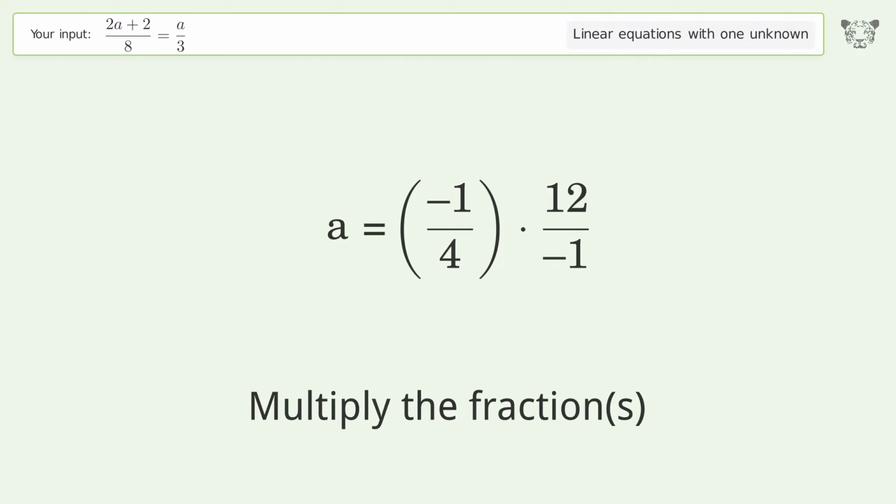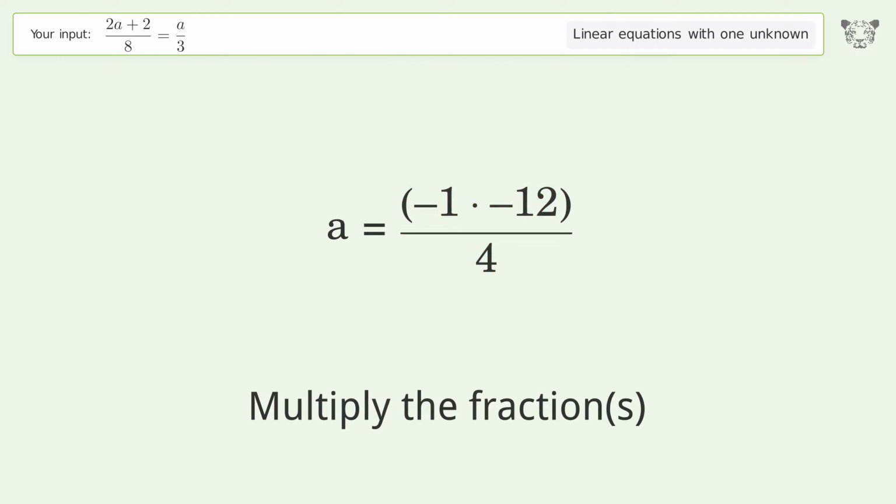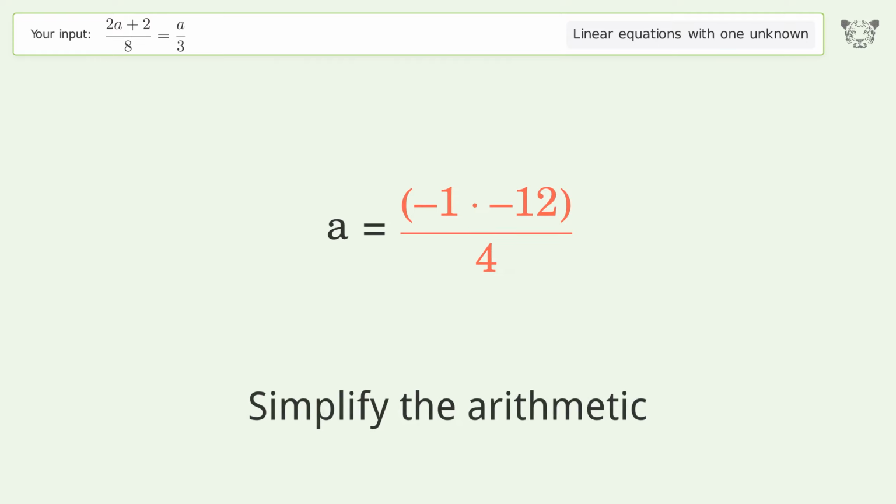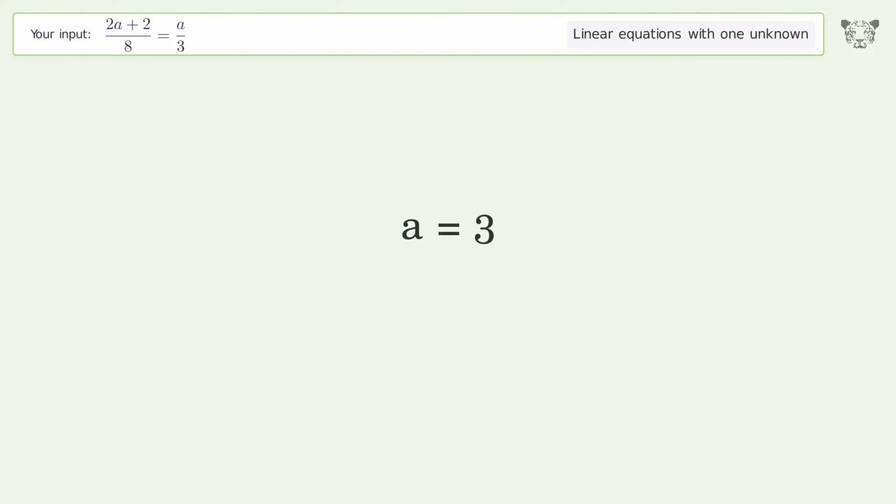Multiply the fractions. Simplify the arithmetic. And so the final result is a equals 3.